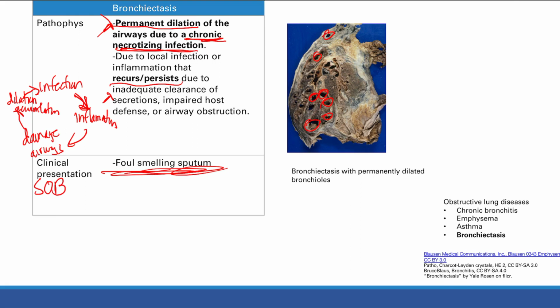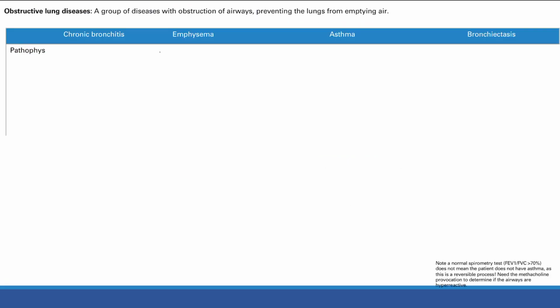Tachypnea, cough, wheezing, all seen in obstructive lung diseases. Now that I've covered all the obstructive lung diseases, this is a whole review chart. If you want, you can test yourself with me. You can just do it by yourself, or you could just skip to the next lecture.